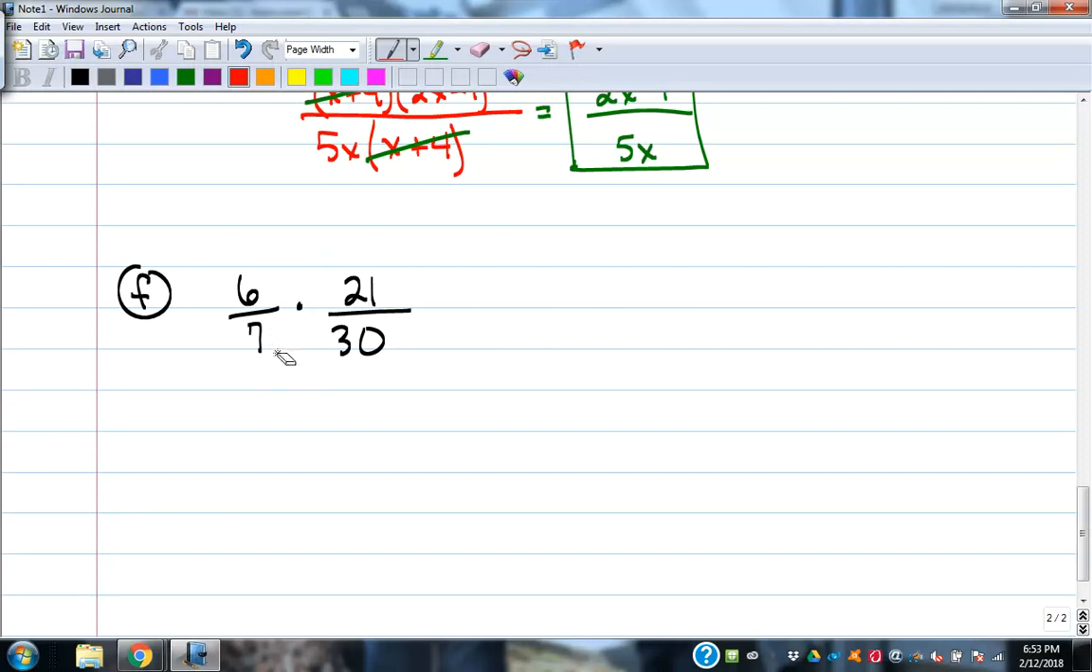So you're looking at 7 and 21. What does 7 and 21 have in common? 7 goes into both of them. 7 goes into itself once and into 21 3 times. And then what about 6 and 30? What goes into both of those? And that's that common denominator or common factor idea. 6 goes into itself once and into 30 5 times. And then you just multiply straight across. 1 times 3 is 3. 1 times 5 is 5. And you've got that problem done.